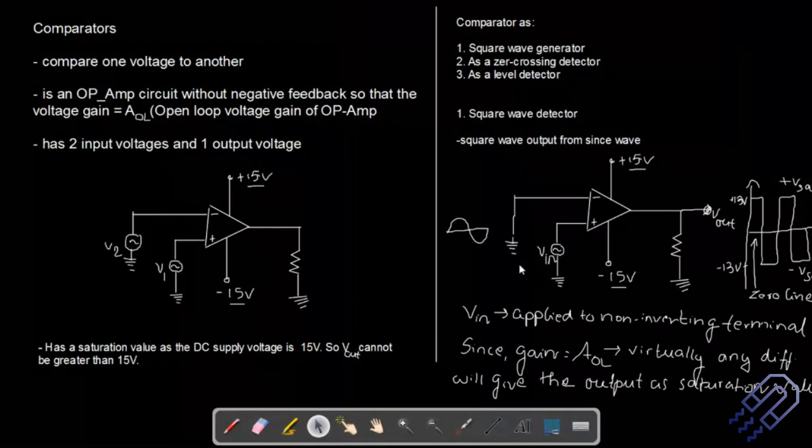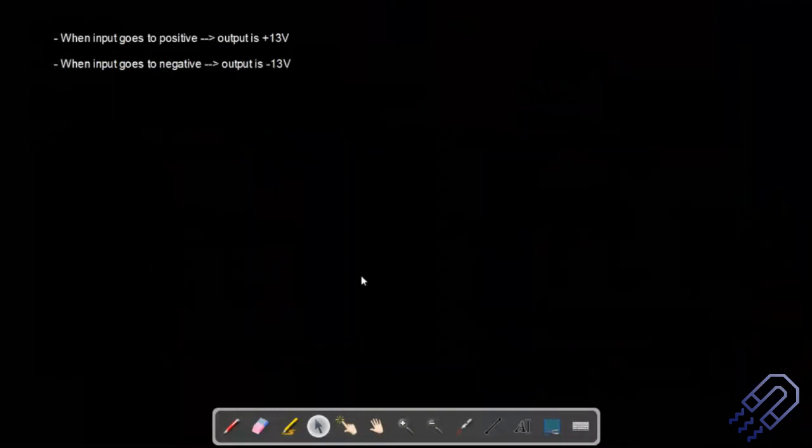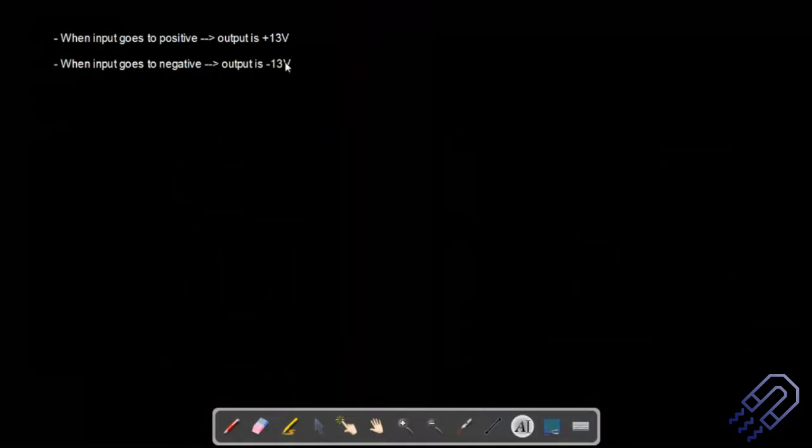So one of the applications is actually to just convert a sine wave into a square wave. Okay, next we actually have it as a zero crossing detector, right? So that's the second point here.